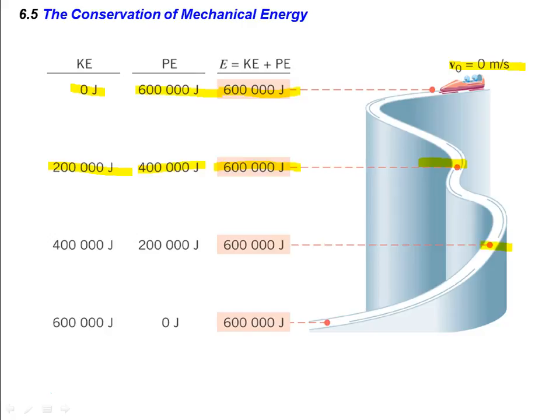At an even lower level, the potential energy has decreased to 200,000. So that means the kinetic energy has to be 400,000 in order to keep the total constant at 600,000. And so at the very bottom, when it has no potential energy left, it is all kinetic energy. All 600,000 joules have been converted into kinetic energy.